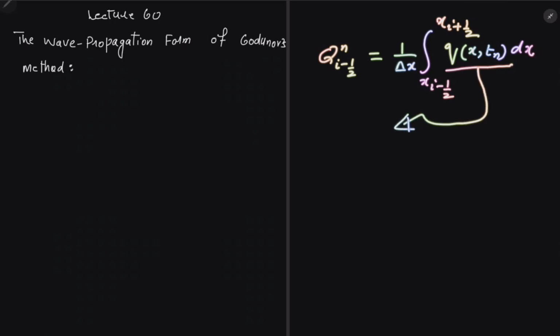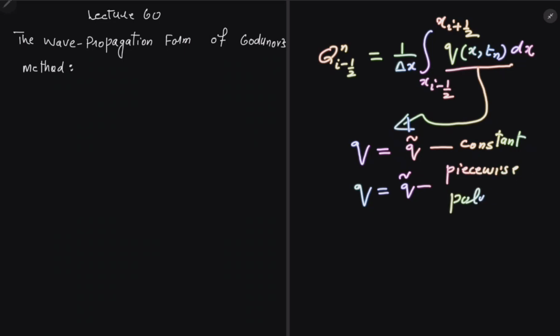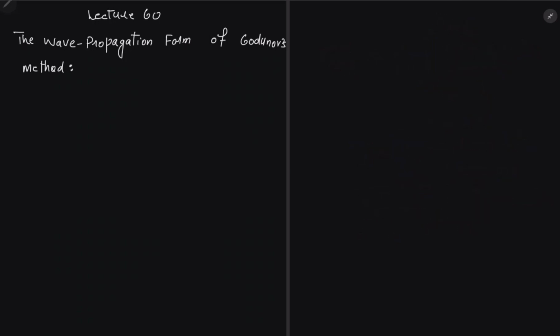What Godunov said is that you can replace this q with q tilde. It can be a constant. It can be, for example, a piecewise polynomial or polynomial. Mostly it is piecewise, since you have points and you need a different polynomial in each subinterval. So this is the idea of Godunov's method for the variable.